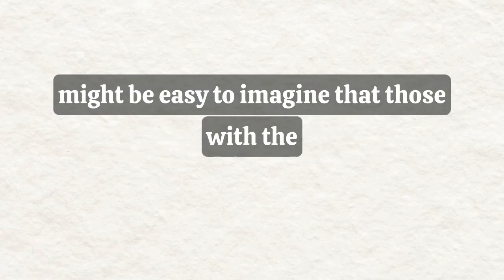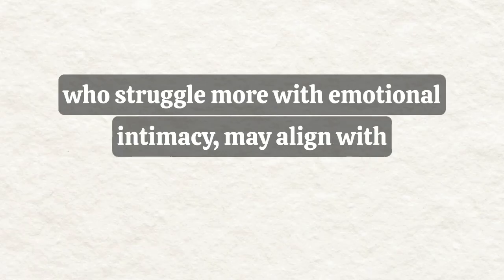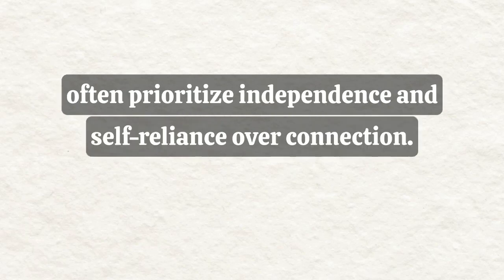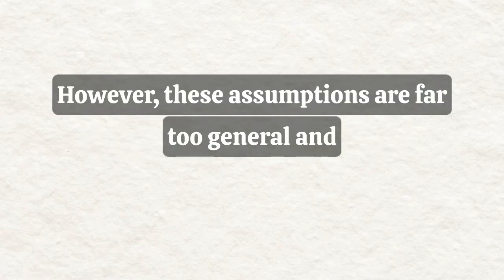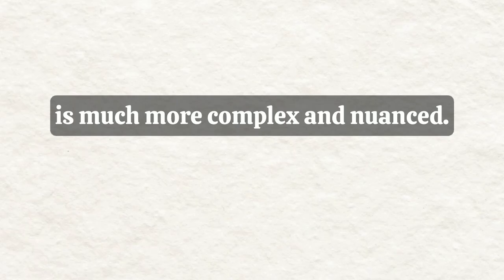And it might be easy to imagine that those with the avoidant attachment, who tend to be self-reliant and who struggle more with emotional intimacy, may align with Enneagram types 5, 7, or 8, as these types often prioritize independence and self-reliance over connection. However, these assumptions are far too general, and the overlap between the Enneagram and attachment style is much more complex and nuanced.